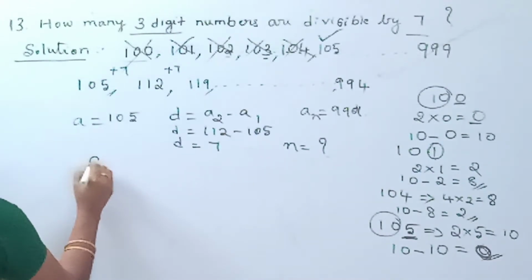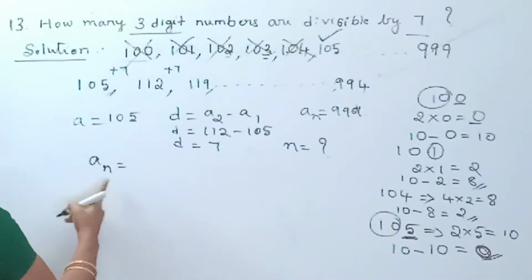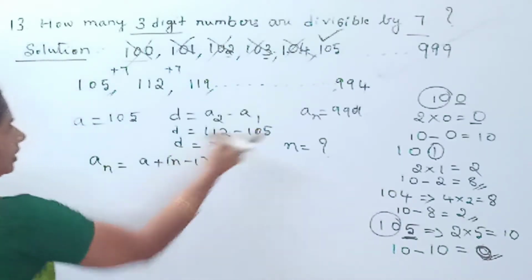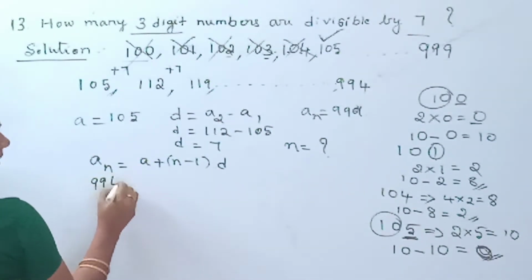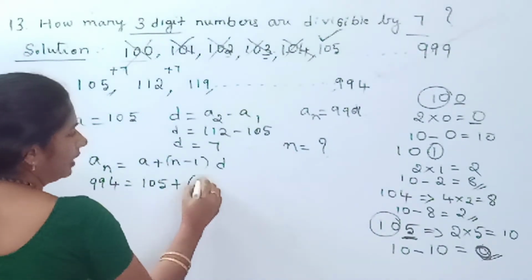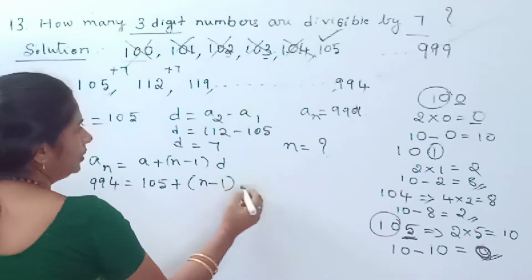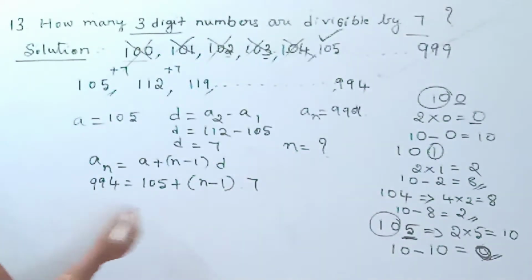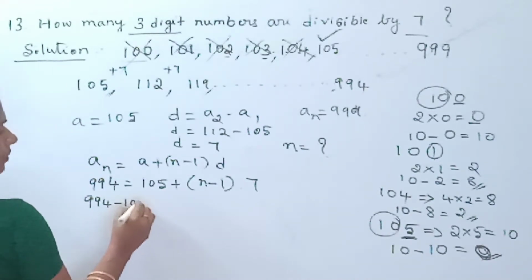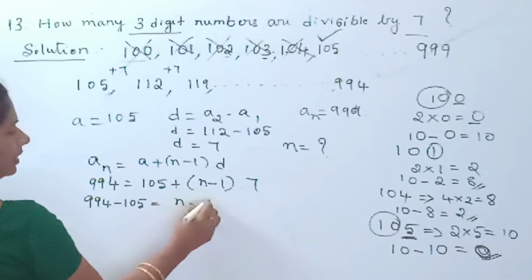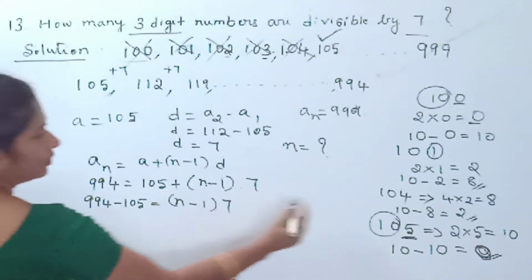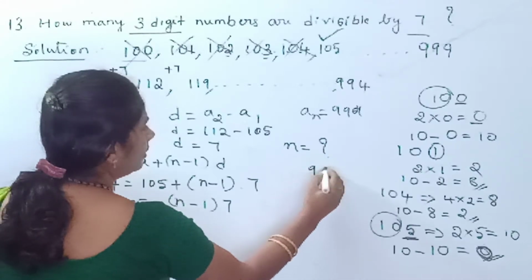So what is the formula to find the nth term of an AP? AN equals A plus N minus 1 into D. The AN value is 994, the A value is 105 plus N minus 1, the N value we have to find out, into D. The D value is 7. Let us simplify, children. 994 minus 105 equals N minus 1 into 7.